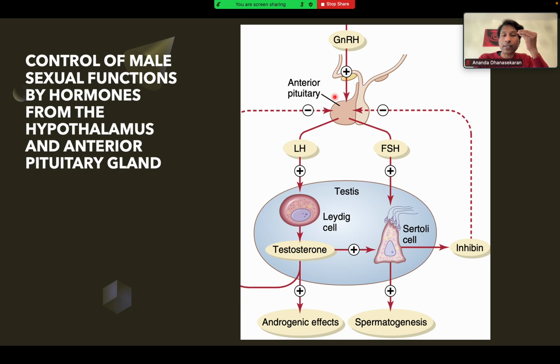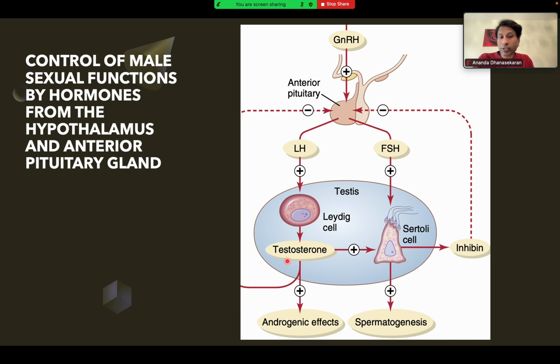So strengthening the pituitary is so important in controlling the testicular function, in testosterone and semen secretion also. The testosterone helps in androgenic effects, which means what makes the man into a man. Okay, androgenic effects. And the Sertoli cells help in spermatogenesis, which is the sperm production. All these things indirectly inhibit the pituitary.